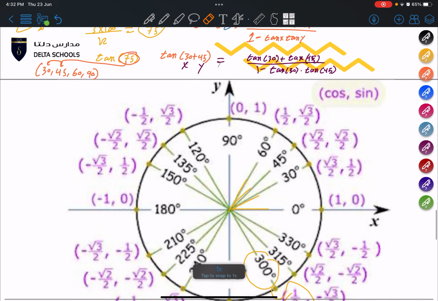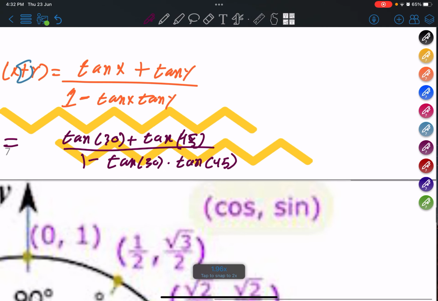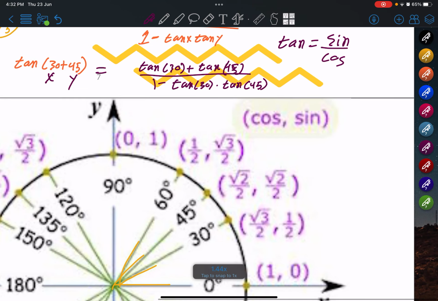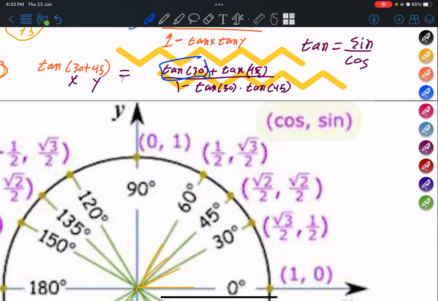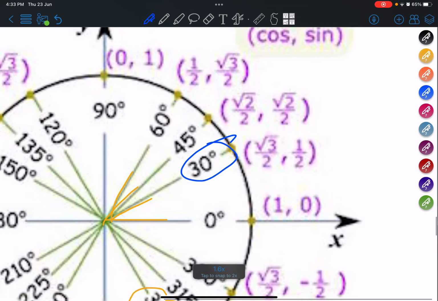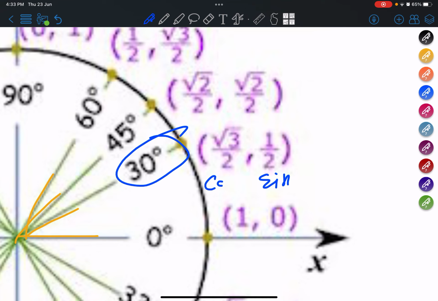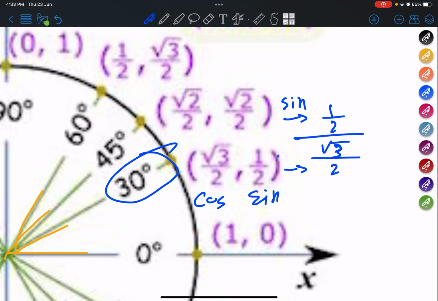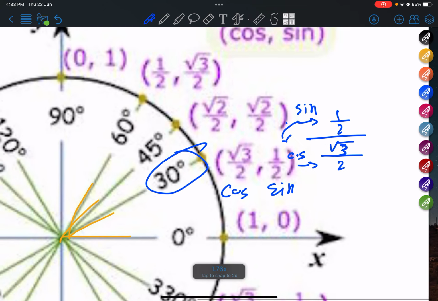Okay, so now it's clear. We said before that tan is equal to sine over cosine, right? So let's get first of all the value of tan 30. If we go to the angle of 30, we'll find this is sine and this is cosine. So we'll basically divide 1 over 2, which is the value of sine, by root 3 over 2, which is cosine. So here we have sine divided by cosine, but this time with their exact values.